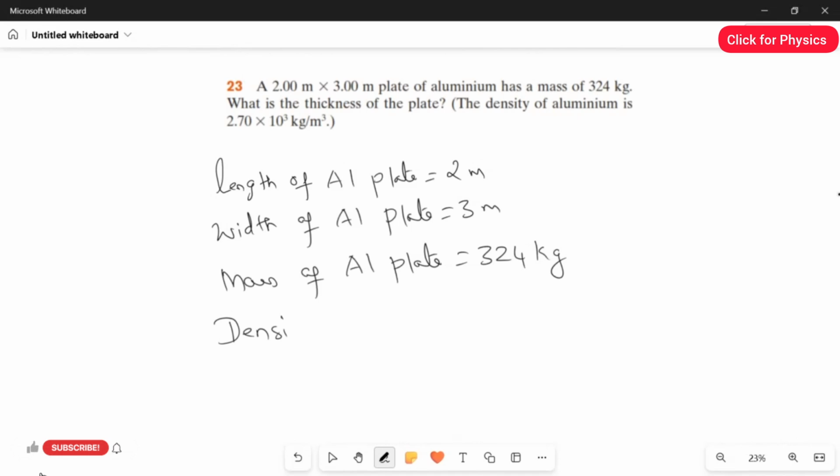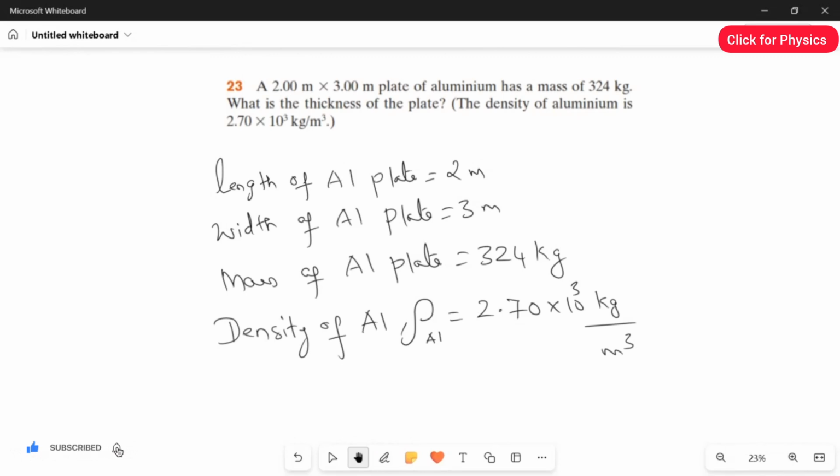And also they gave the density of the aluminium plate. That means the density of the aluminium metal is given. So the density of aluminium, which is rho of Al, Al stands for aluminium, its value is given, which is standard 2.70 multiplied 10 power 3 kilogram per meter cube. So we have these many data. By using this, we are going to find the thickness of the plate. So we have to do 2 steps.